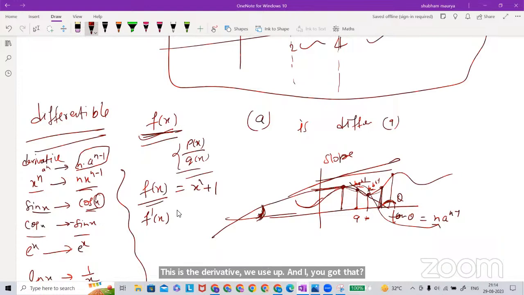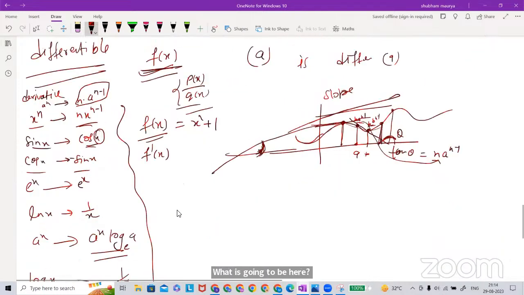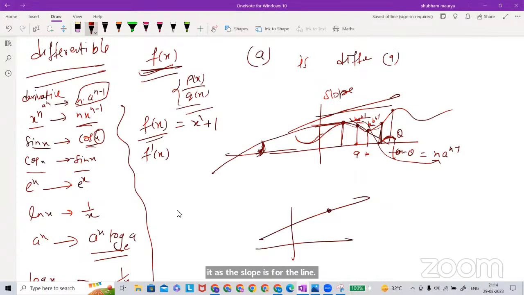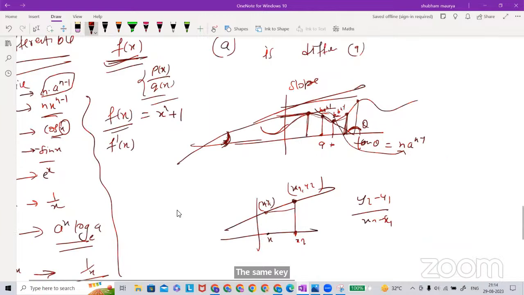And the formula for generating it is the same. Let me write that as the slope case for the line. Suppose this is x2, y2. Here the input you are giving is x2, and the output you are getting is y2. Here is x1, so the point is x1, y1. What is the slope here? Slope formula is y2 minus y1 upon x2 minus x1. The same case applies to this curve also.